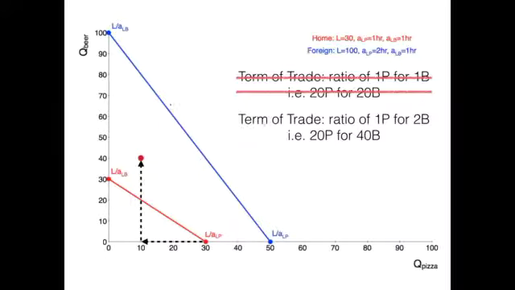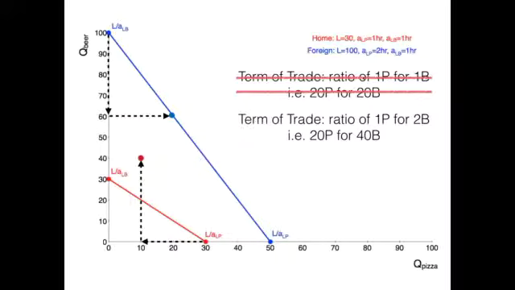Let's see what happens if we apply this term of trade to the foreign country. They are producing 100 beers. They trade 40 beers and are left with 60, and they gain 20 pizzas in exchange for that. And as you can see, under that term of trade, they are now on their original PPF. So they gain no benefit from specializing and engaging in trade when the ratio is 1 beer to 2 pizzas. So under this scenario, the home country benefits, but the foreign country doesn't.